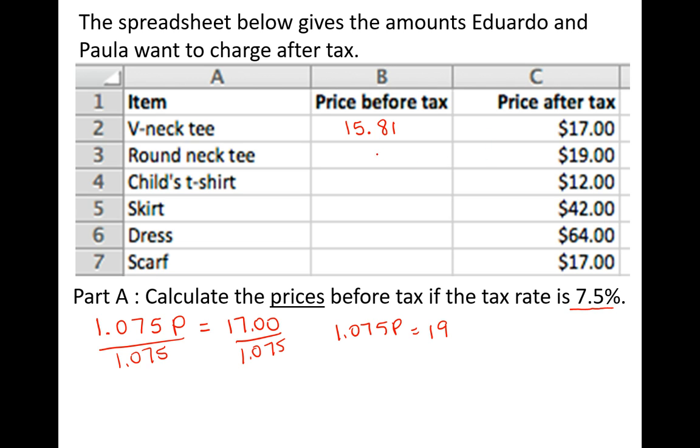That's going to be 17.67. Same thing if we do the 12 divided by 1.075. It's 11.16. 42 divided by 1.075. It's 39.07. 64 divided by 1.075 is 59.53. And 17, that's going to be the same as we did before, divided by 1.075, 15.81.